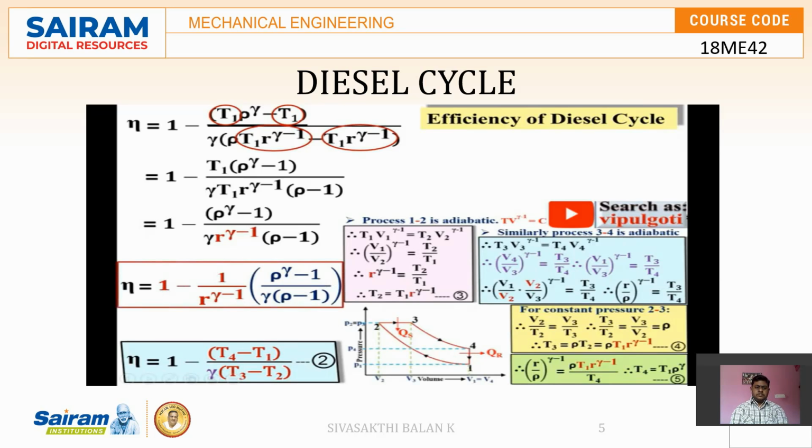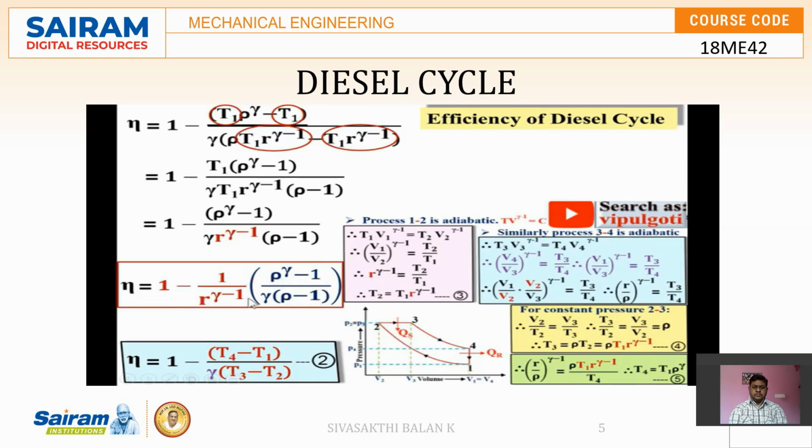It is a little bit difficult to remember, but if you compare with the Otto cycle efficiency, that is efficiency equal to 1 minus 1 upon R raised to gamma minus 1, this is actually the efficiency of the Otto cycle multiplied by this factor, and that is called the diesel factor. If you multiply by the diesel factor, then you will get the diesel efficiency, and that is rho raised to gamma minus 1 divided by gamma in bracket rho minus 1.